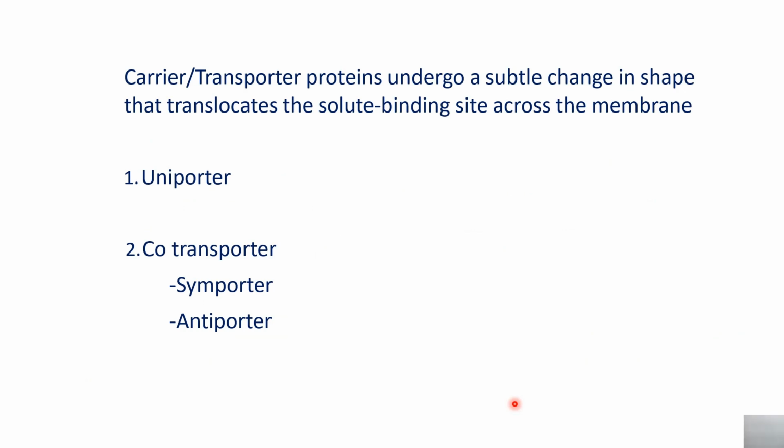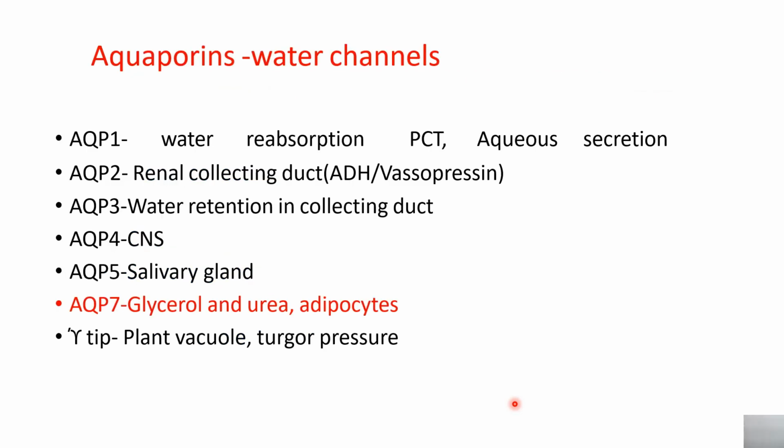Okay. Now a little bit about the different transporters, carrier proteins that undergo subtle changes in shape that translocate the solute binding site across the membrane. Uniport, co-transporter, it will transport different molecules, so it can be symporter or antiporter. Okay, so there are aquaporins, which are basically water channels. Different types of aquaporins are here that help transport different types of things.